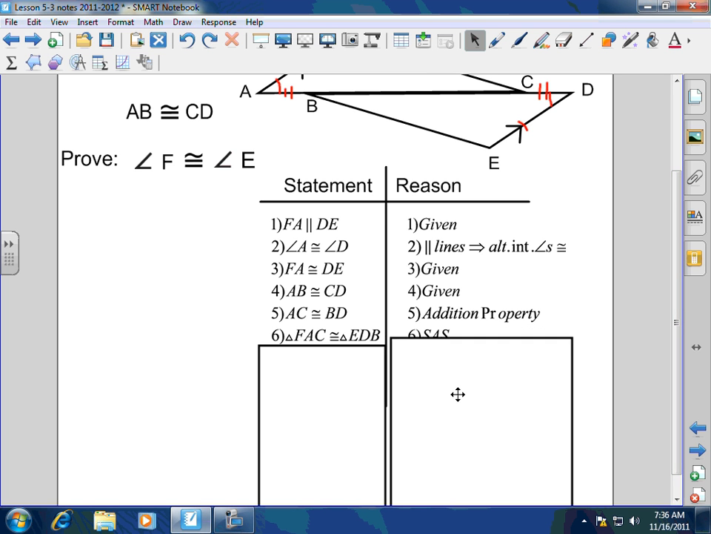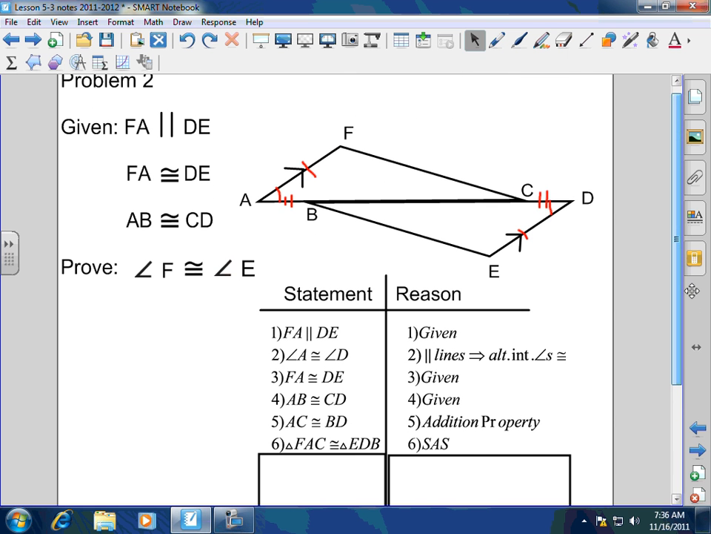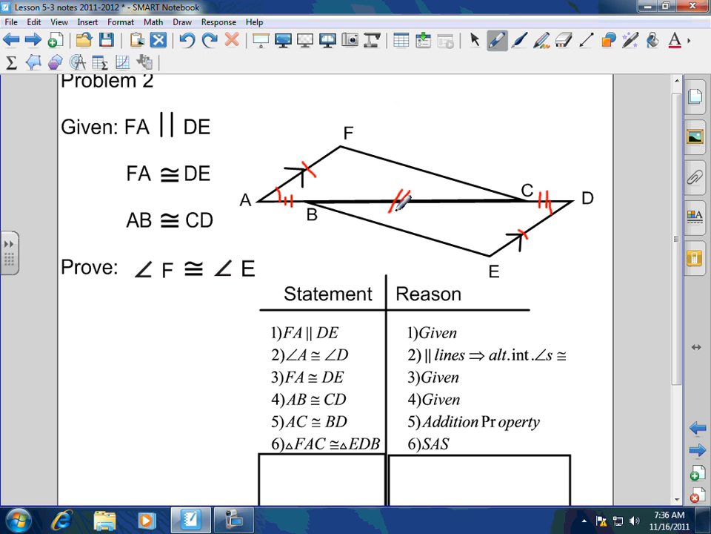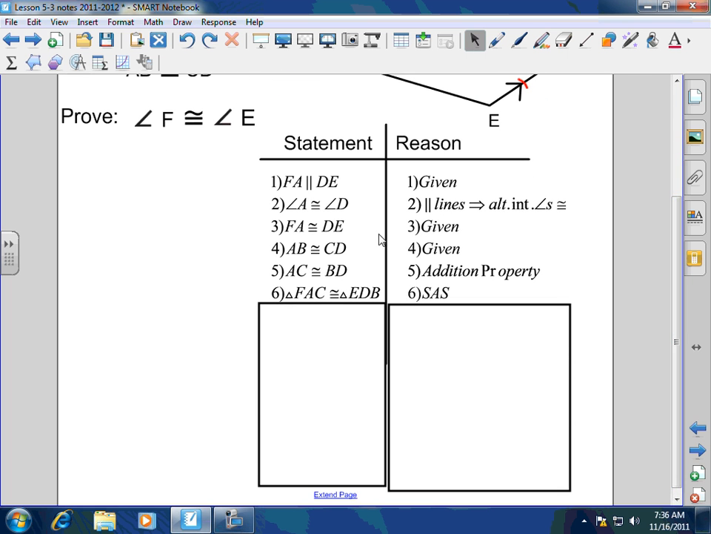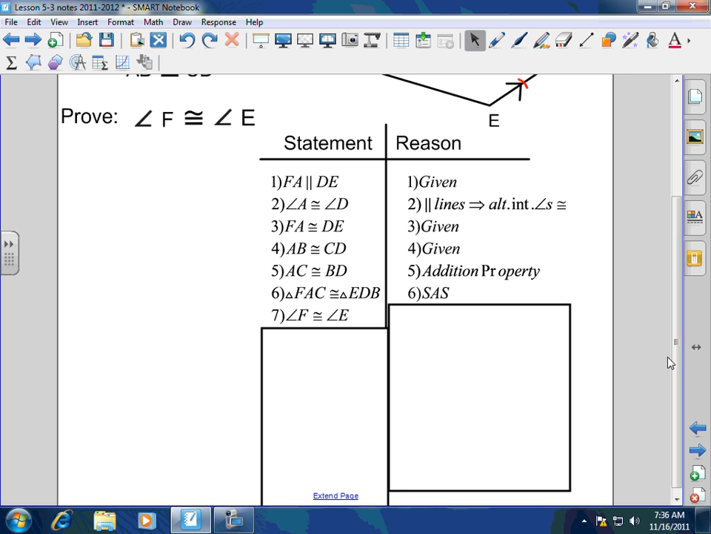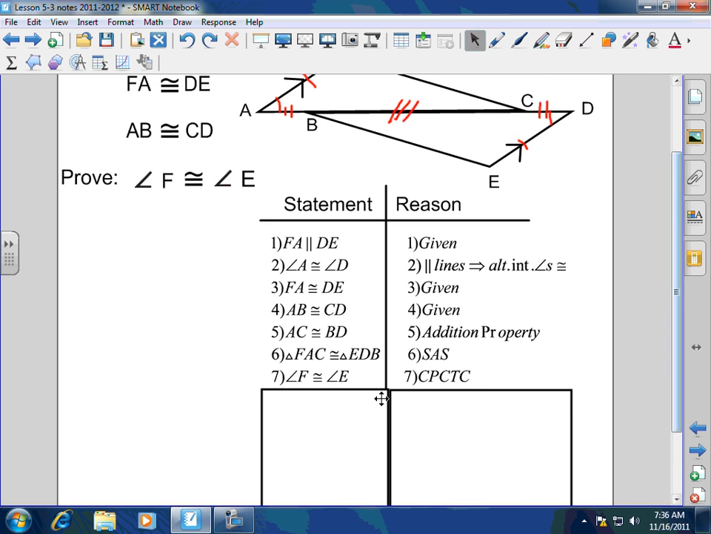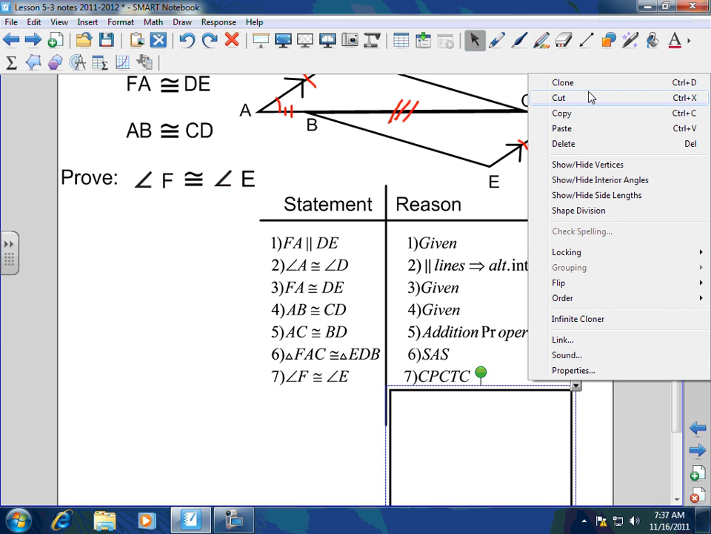Number 6. Triangle FAC will be congruent to EDB because of side, angle, side. Think about it. You now have this whole thing congruent to each other. So you got FAC is congruent to EDB because of side, angle, side. Okay, so now angle F is congruent to angle E because of CPCTC, and you are done. You are done.